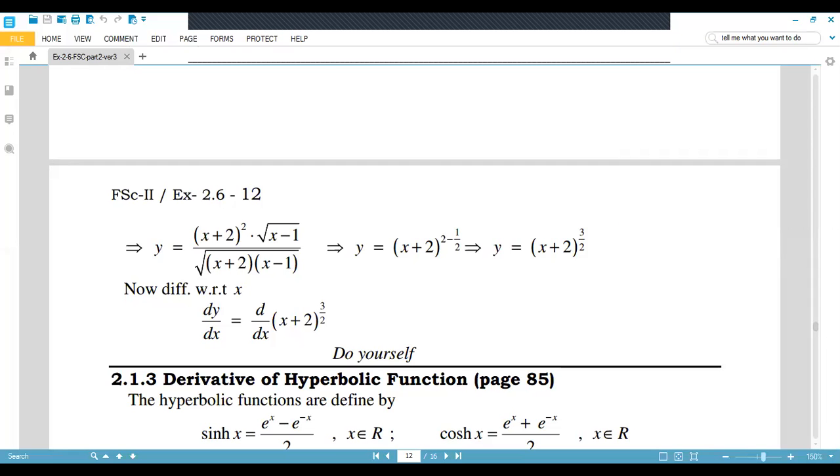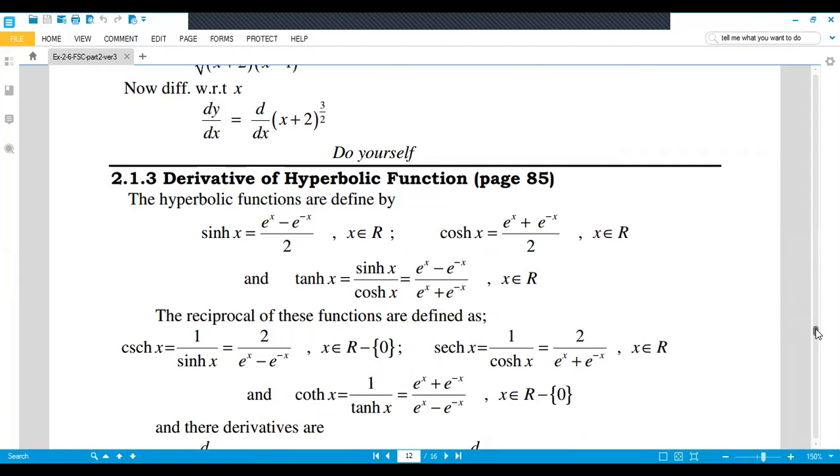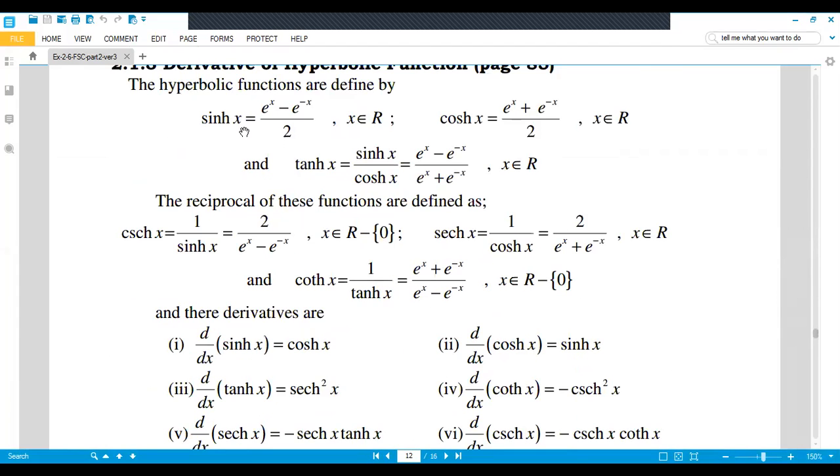So before starting the new exercise, first we study the hyperbolic functions, the derivative of hyperbolic functions. You know, the hyperbolic functions are defined by sine hyperbolic x. We already studied it in the first chapter: e power x minus e power minus x over 2. This is the value of sine hyperbolic x. And cos hyperbolic x is the same, just this negative sign will convert to positive.